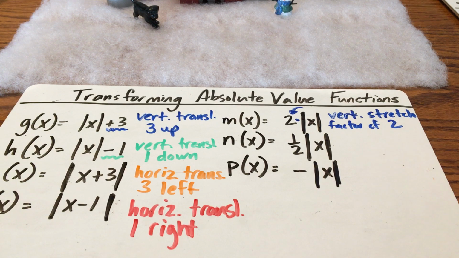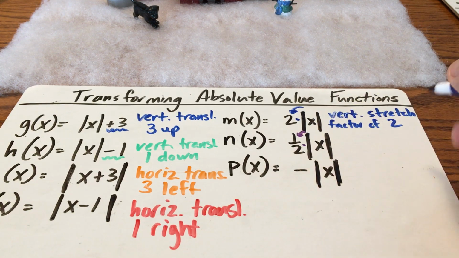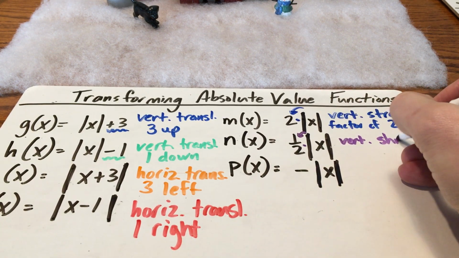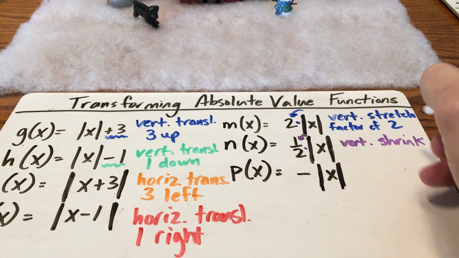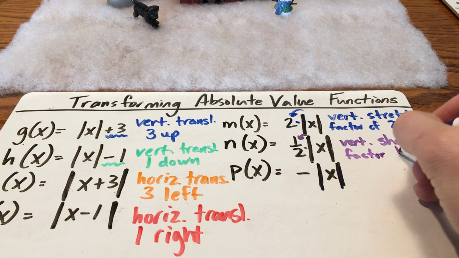If they are multiplying by something that is less than 1, like here we're multiplying by 1/2, that's less than 1, that would be a vertical shrink by a factor of 1/2. I'm just going to put factor of 1/2.